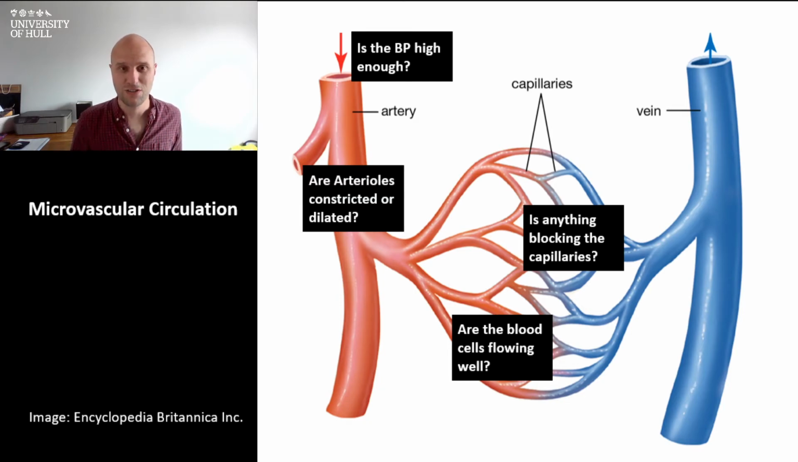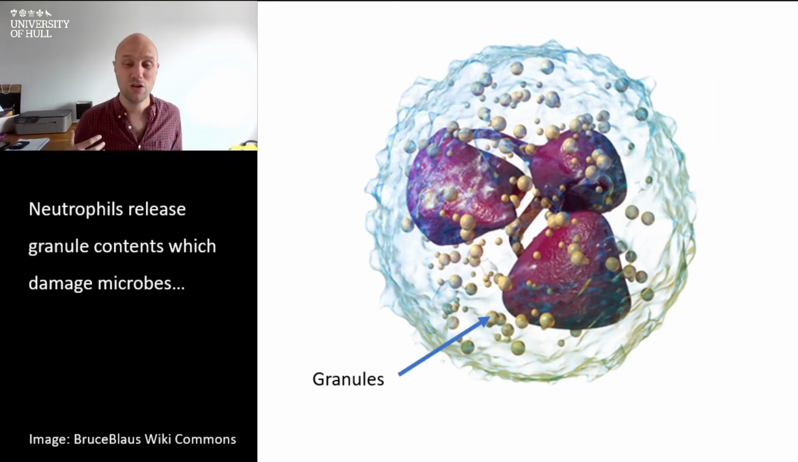So yeah, this is just a recap of that microcirculation. Okay, now during an infective process, an inflammatory process, you get a load of white cells rushing to the area, and one of the first to arrive and one of the most lethal is your neutrophils. And the neutrophils are full of granules, and those granules contain things which kill microbes, which is great.